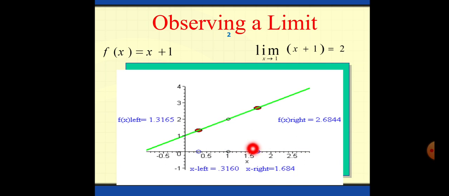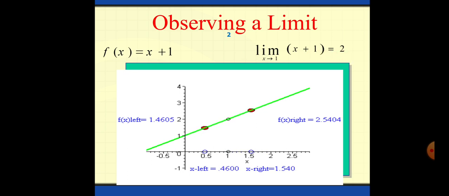hand side, from the positive side, and from the left hand side, from the negative side, we can see that the value of f of x approaches 2. So the limit of this problem equals 2. You can get it using direct substitution. Instead of x, you can substitute x equals 1, so the answer is 2.